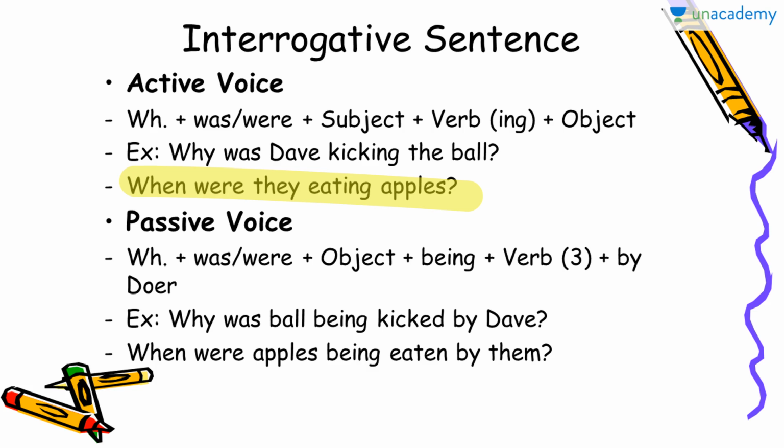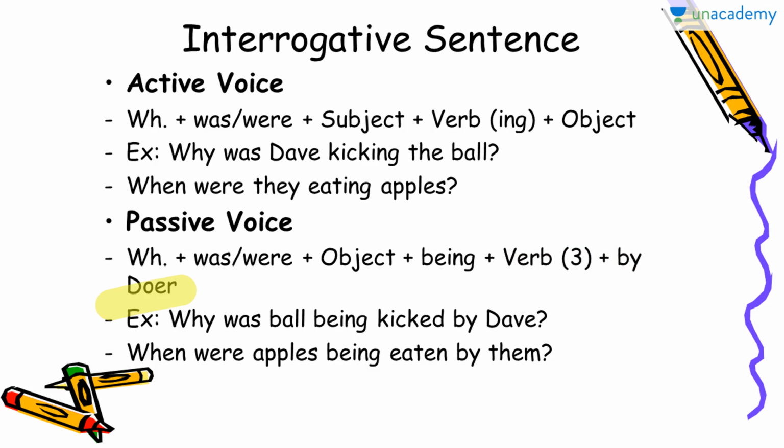So when such kind of interrogative sentence comes, what we do is we keep this WH word as it is. Also, it is used right away in the starting of the sentence. We don't have to do any changes with that WH word. Then later on we follow the format of active or passive voice, whatever it is given. In passive voice, again WH word will be there, followed by was or were, which is according to object now. Then being, then verb third form, and then at last by doer, the one who is doing the action.